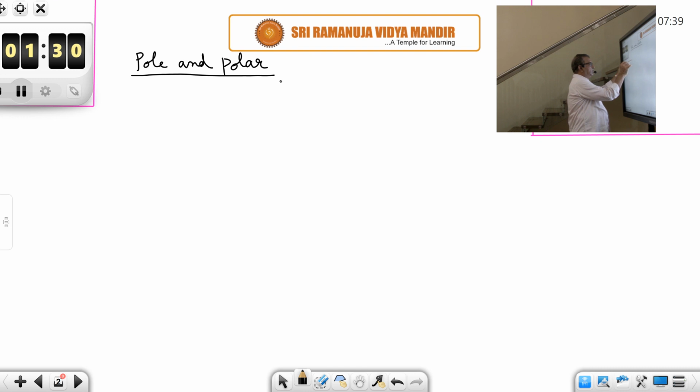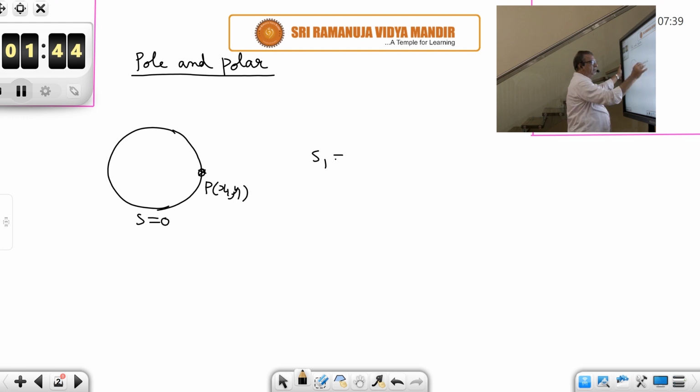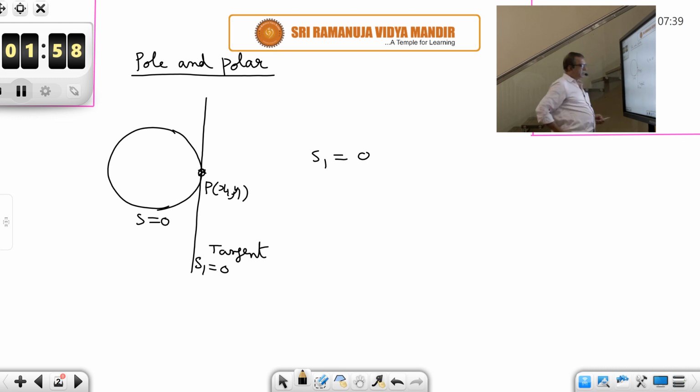So suppose S equal to 0 is a circle, and P(x1, y1) is a point on the circle. Then what is S1 equal to 0? S1 equal to 0 is the equation of the tangent to the circle S equal to 0 at the point (x1, y1).